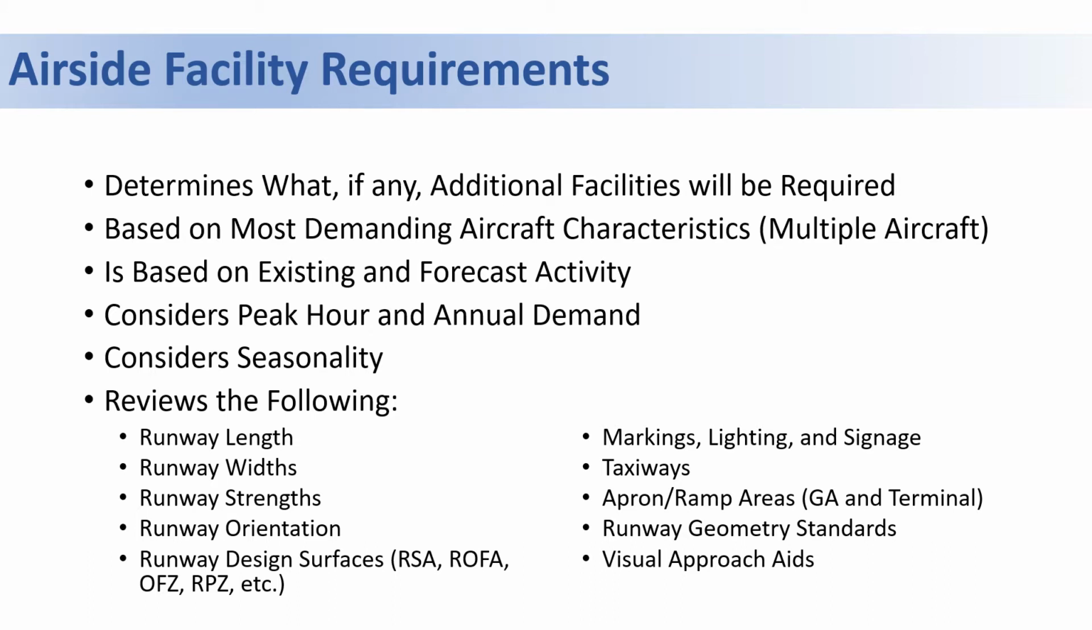What we're going to focus on today is the runway length, the runway width, the orientation and strength, as well as the design surfaces, and also taxiways and airfield geometry. Some of the elements such as the apron and ramp and aviation terminal areas were covered in the other video for facility requirements.